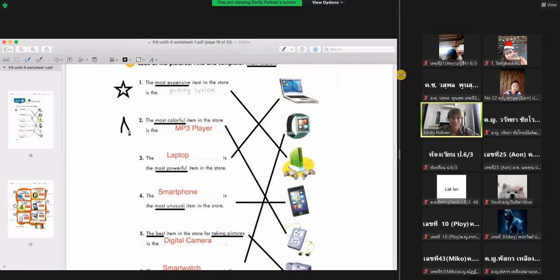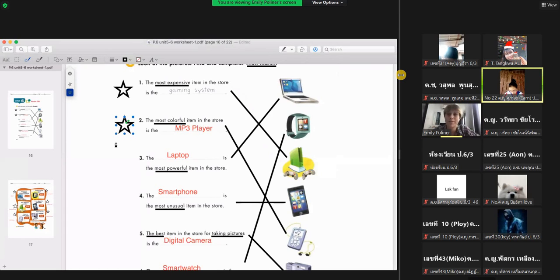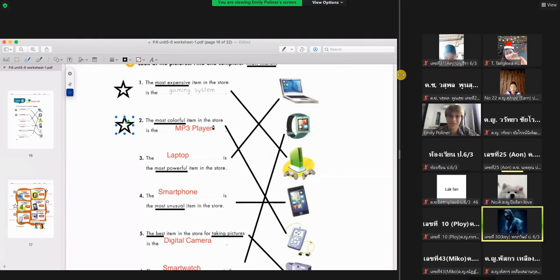Number 2. The most colorful item in the store is the MP3 player. Repeat after me. The most colorful item in the store is the MP3 player.